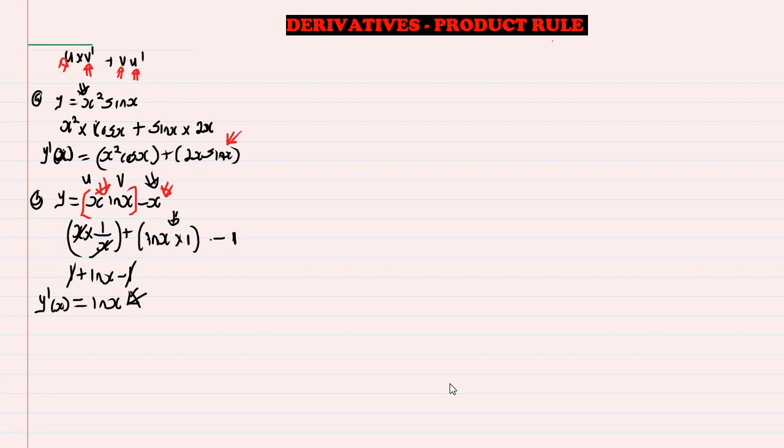So let's take a look at the last example. Now let's say we have y is equal to s minus 1 multiply s minus 2, then multiply s minus 3.